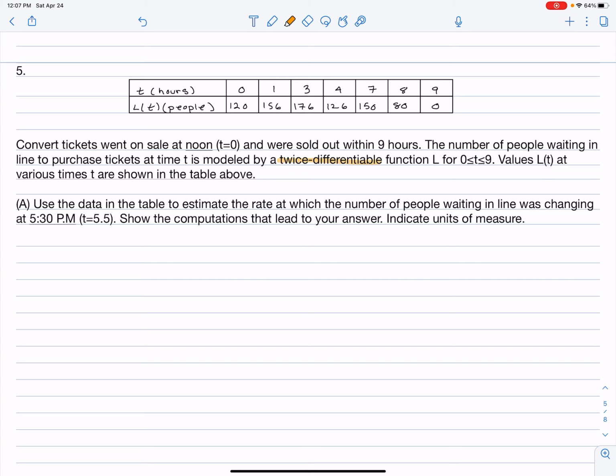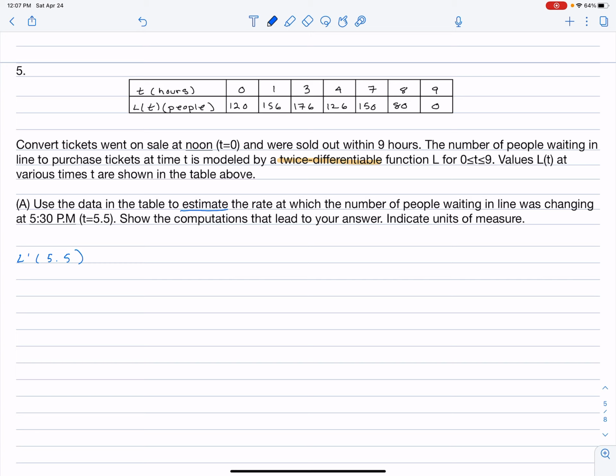So looking at part A, use the data in the table to estimate the rate at which the number of people in line was changing at 5:30. So we want to find basically the rate of change at 5:30. I think you'd agree what we're really being asked to find is L prime of 5.5. Notice they're asking us to estimate, right? We can't give the exact value, but we can estimate. So think about what we're trying to find: basically the slope of the tangent line at 5.5.